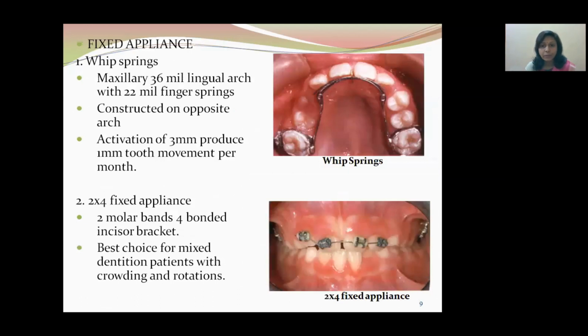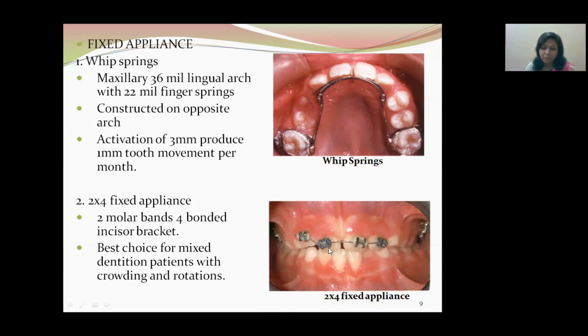Among the fixed appliances for the correction of this crossbite, we have the whip spring appliance that uses a 36 mil lingual arch with a finger spring made of 22 gauge wire. So the spring is here, it is soldered to the molar band, the thicker wire, and then the wire spring is soldered to this thicker wire on the opposite side, and it will give a labial thrust to the developing incisor which is in crossbite. An activation of approximately 3 millimeter will produce 1 millimeter of tooth movement in a month.